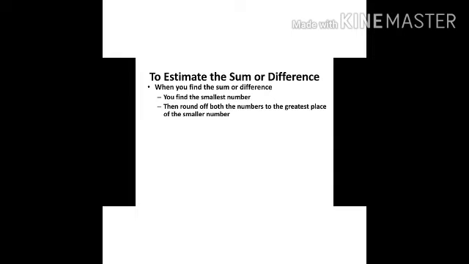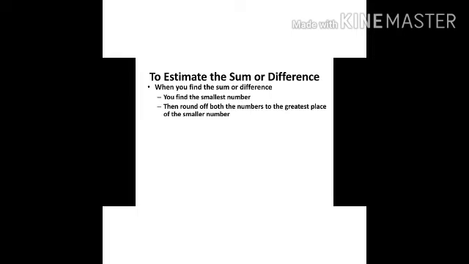The first portion is to estimate the sum or difference. Here, when you have to find the sum or difference, you have to find the smaller number, and then round off both the numbers to the greatest place of the smaller number. First, you have to find the smallest number. Then you have to round off both the numbers to the greatest place of the smaller number.